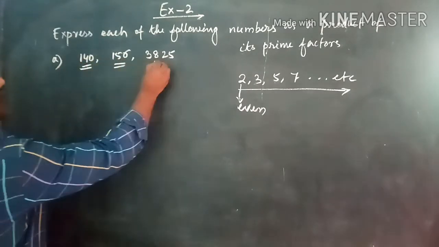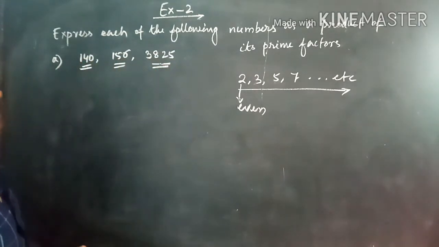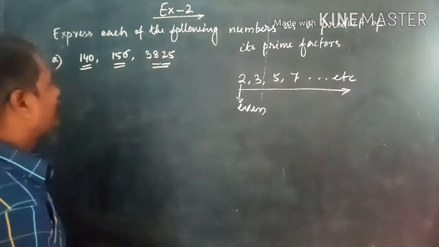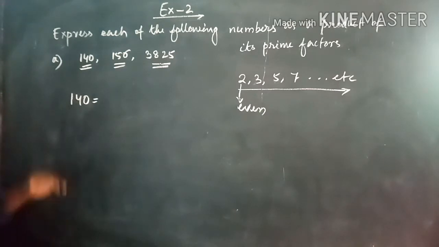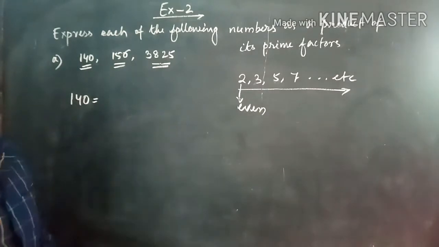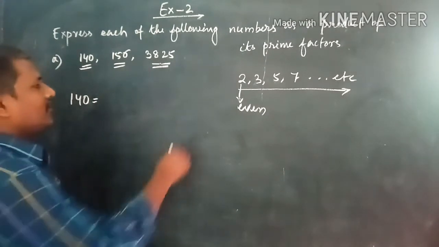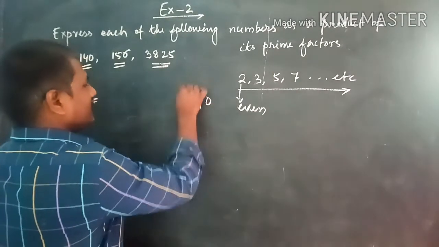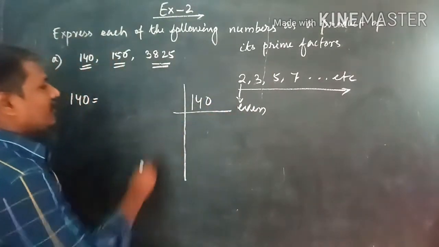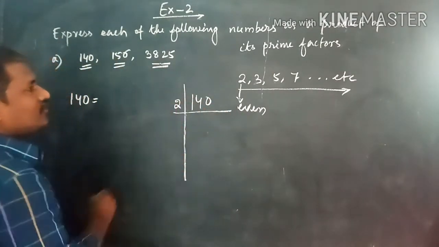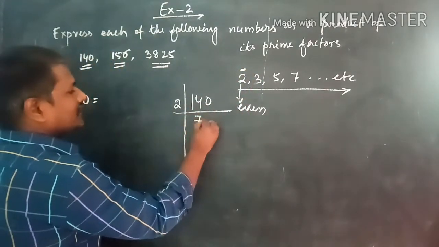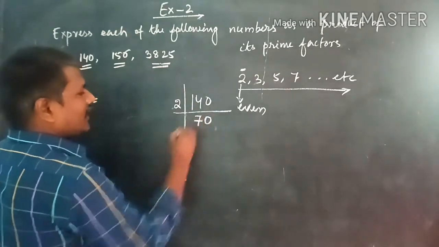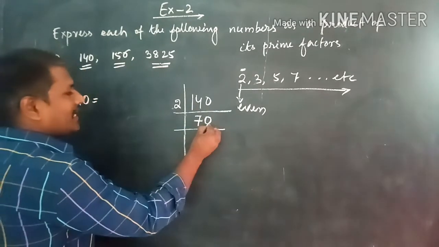Now let us start how to convert these given numbers. There are 3 numbers here. You have to convert them into product of prime factors. Let us start. First one is 140. You have to express 140 as a product of prime factors, so take 140 in the division method. First divide by 2. The quotient is 70. 2 7 is 14, 2 0 is 0.